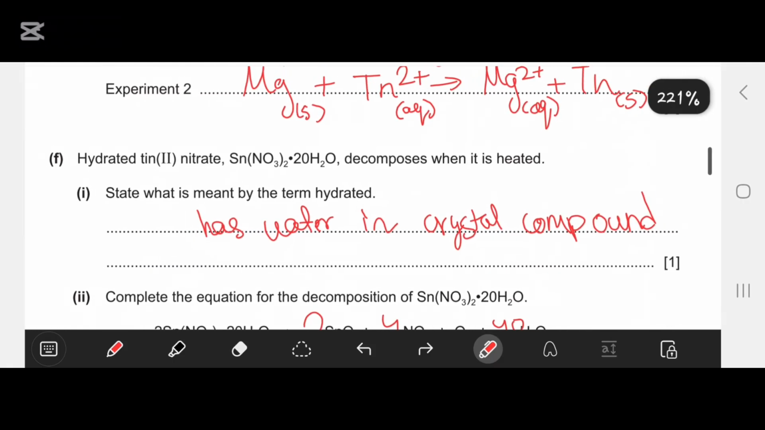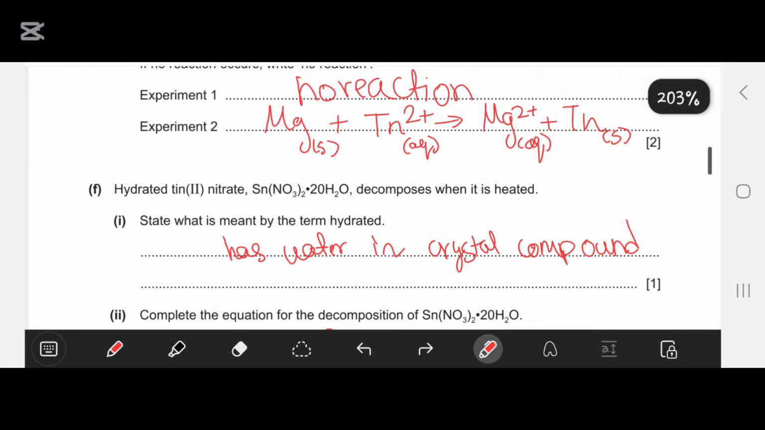Okay. State what is meant by the term hydrated. He said here hydrated tin nitrate decomposes when heated. Okay, we know that crystals, when we heat them, they decompose and become powder, meaning dehydrated, or anhydrous we can say.